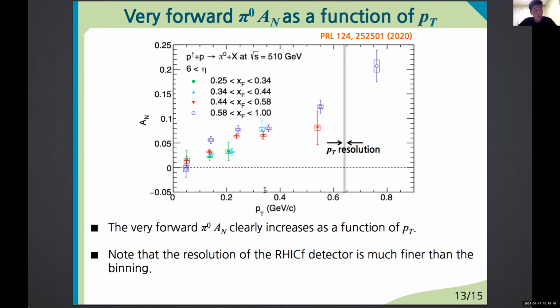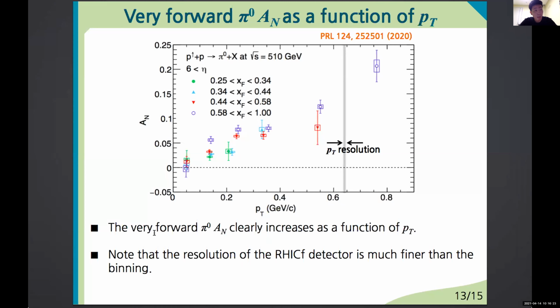As was shown in previous pages, we can see a clearly increasing A_N as a function of PT. The gray field width roughly shows the PT resolution of the pi-zero, which is less than 0.025 GeV/c. Please note that the resolution of the LHCf detector is much finer than the binning of both XF and PT. The data points were precisely estimated.